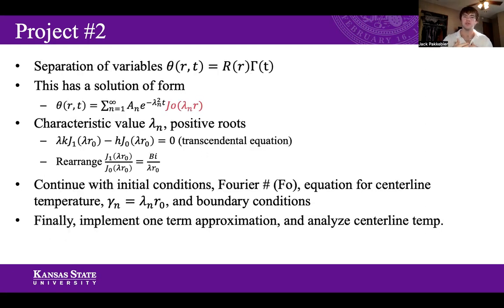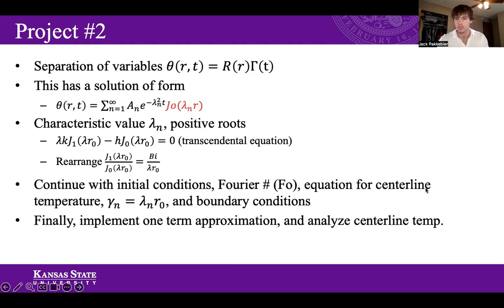Continuing on, we'll need to use separation of variables, where we combine these into two functions, one just a function of R, and one just a function of T, this capital gamma function. Knowing this, we'll have a solution of this form, where J0 is a Bessel function, I believe. This has a characteristic value equation, or characteristic value lambda n, with positive roots. We can then form this into a transcendental equation and rearrange it to get the equation shown here.